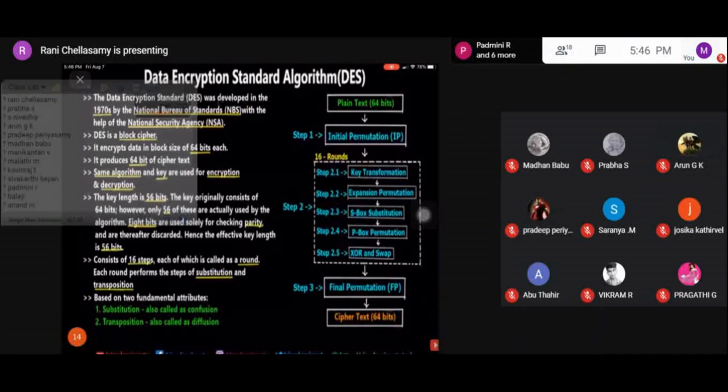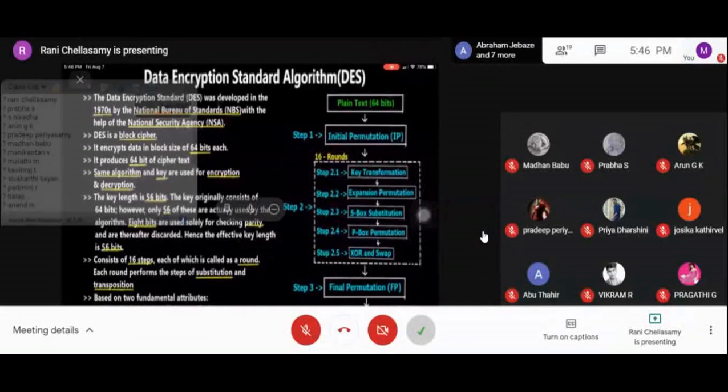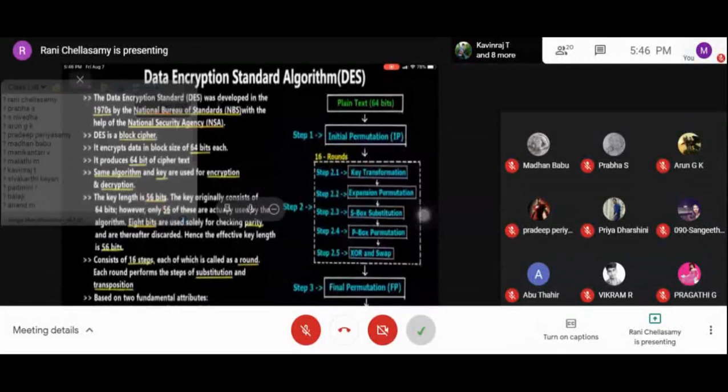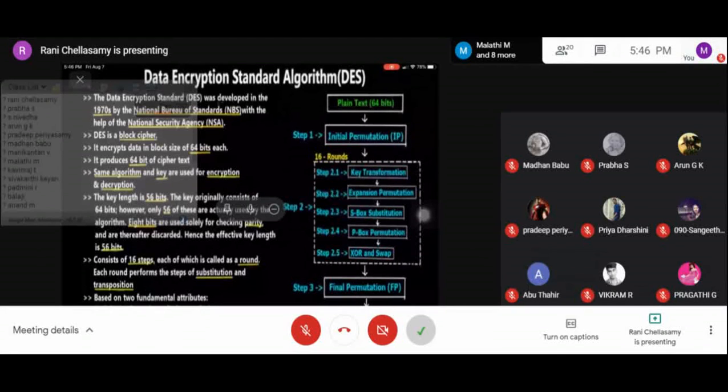The same algorithm and key will be used for encryption as well as decryption. Out of 64 bits, the key length used is 56 bits. The key originally consists of 64 bits, but only 56 of these are actually used by the algorithm. The remaining 8 bits can be used for checking parity bits, and therefore can be discarded. So the algorithm effectively uses a key length of 56 bits.